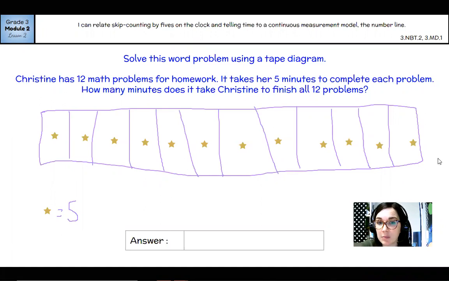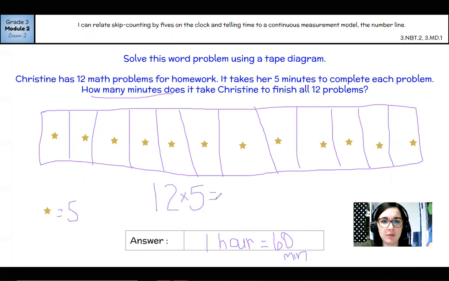Now, what does 60 minutes mean, boys and girls? 60 minutes means the same as 1 hour. So how long does it take? It takes 1 hour, but I guess the question says how many minutes. So we'll go 1 hour equals 60 minutes. And the multiplication problem that we just did is 12 math problems times 5 minutes for each problem equals 60 minutes altogether. That's a lot of math homework.